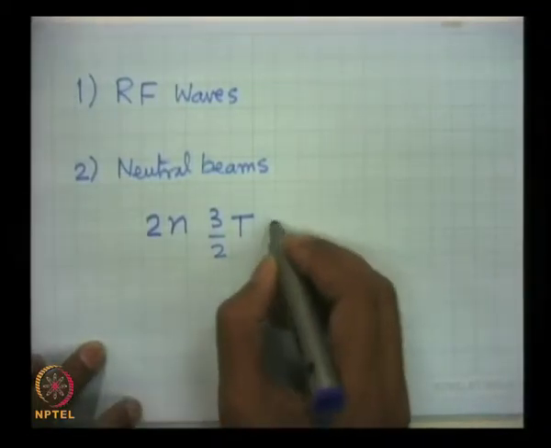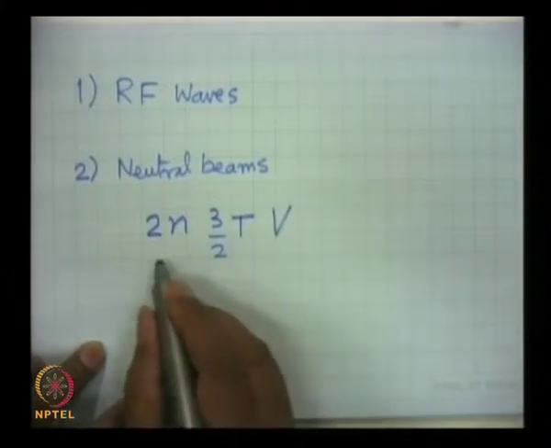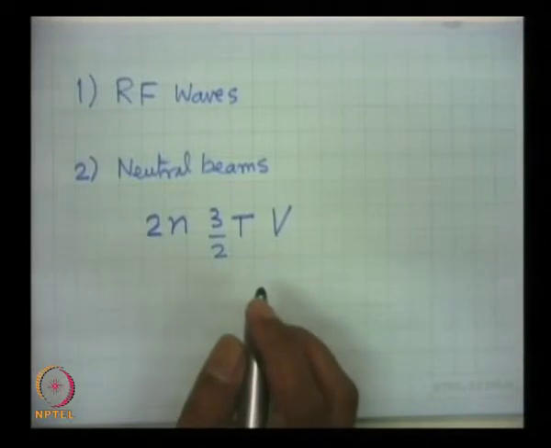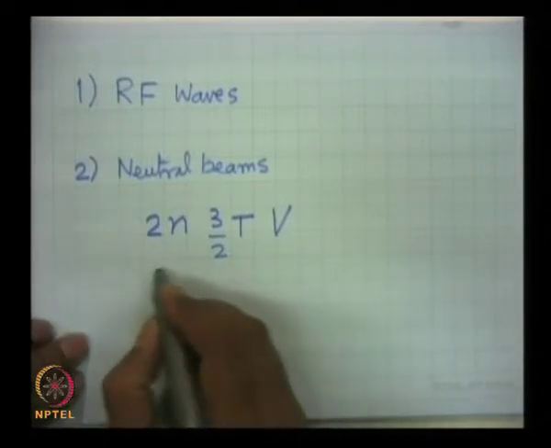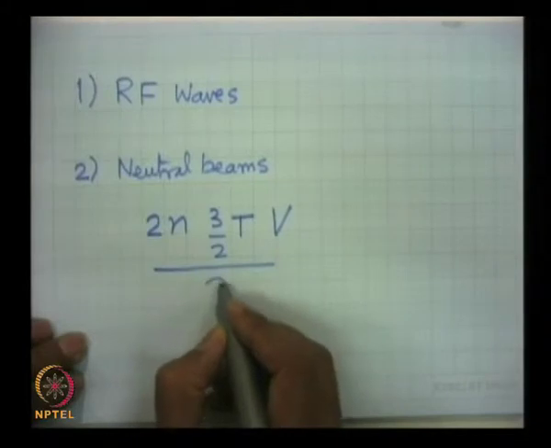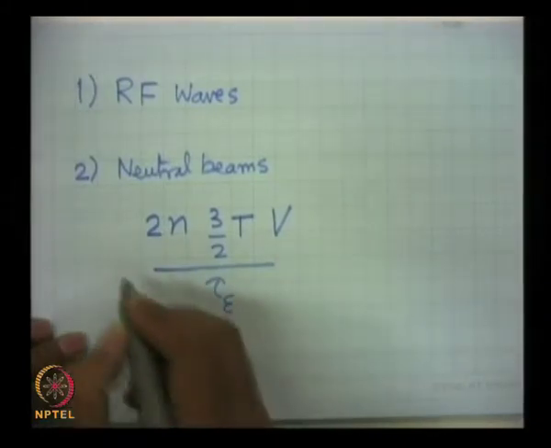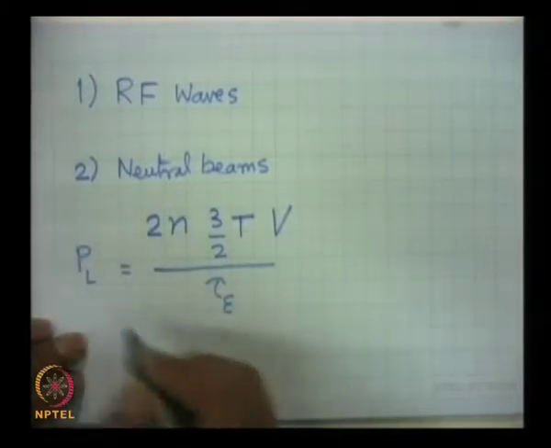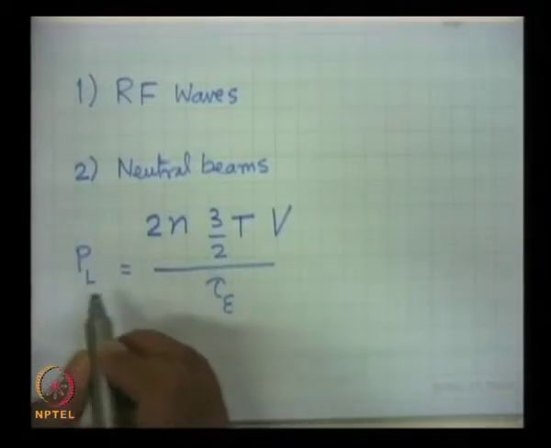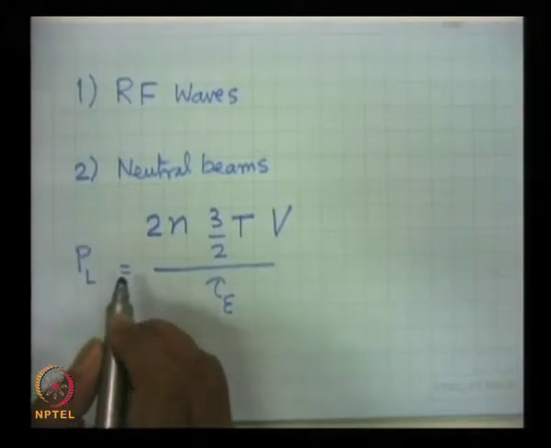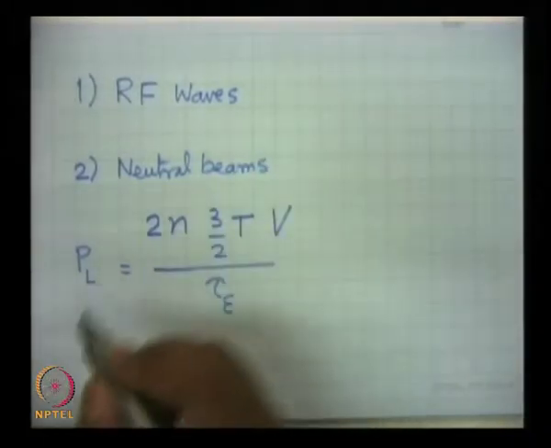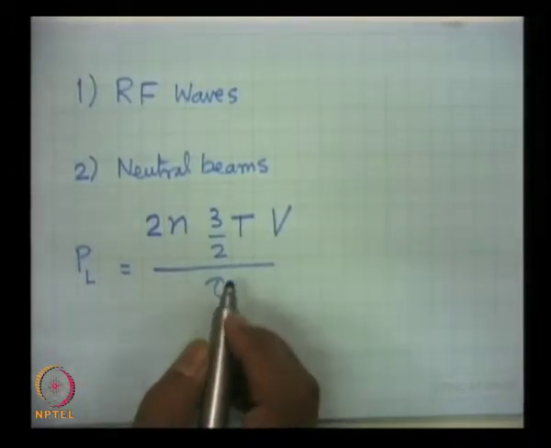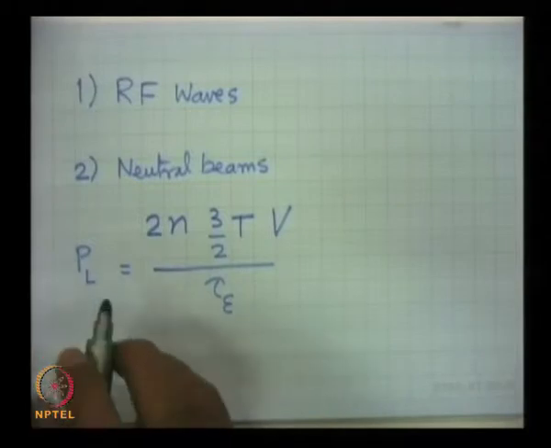If I multiply this by the volume of the plasma, then this quantity is the total thermal energy contained in electrons and ions in the plasma, and if this is lost in a time of the order of energy confinement time tau e, then this is the power lost from the system per second. So, this is to be replenished; it should be provided by the RF or by the neutral beams once the ohmic heating is removed. This is the power that the RF has to provide.